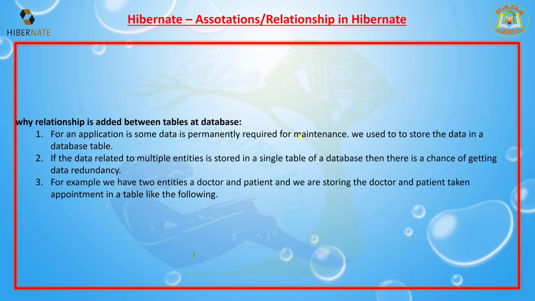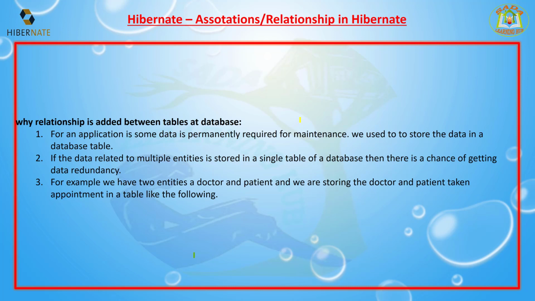If the data related to multiple entities is stored in a single table of the database, then there is a chance of getting data redundancy. For example, we have two entities, doctor and patient, and we are storing the doctor and patient appointment in a table like the following. I will show you one table, how data redundancy comes into the picture.